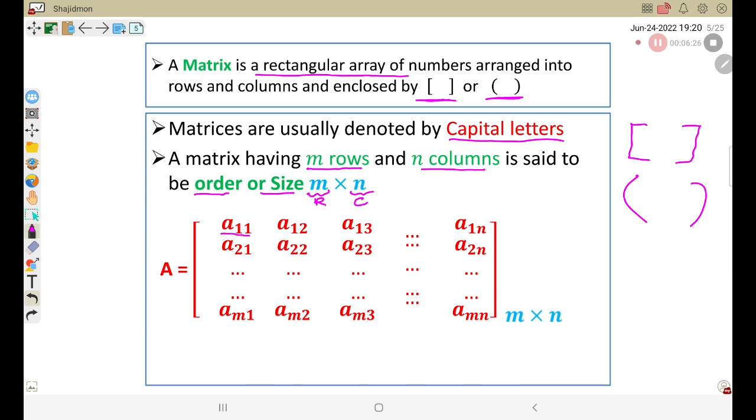See, the first number we call A11. A means that number. 11 means it is from the first row and first column. That is the meaning of A11. And in the same way, the second number A12 is from the first row but column number 2. The first number is for the row number, the second number for the column number. So first row, second column, A12. Same like A13, first row but third column, like that it continues.